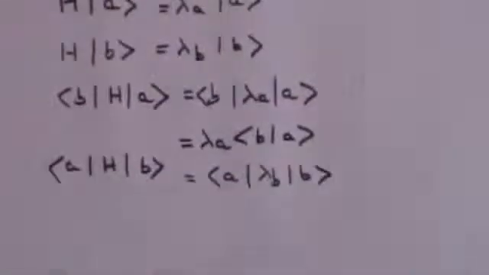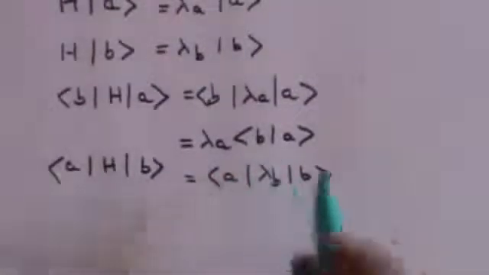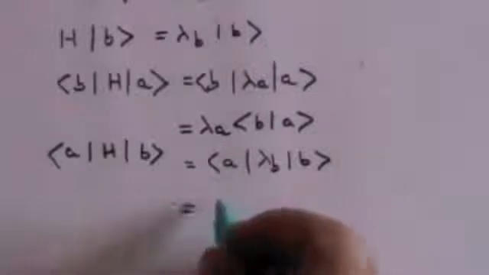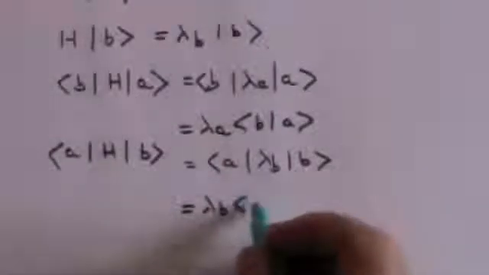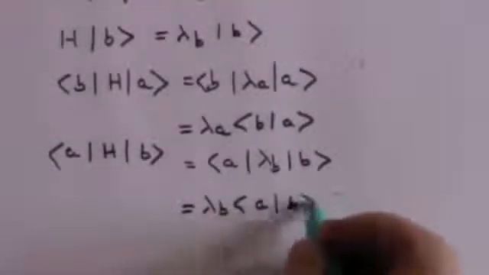But we can always take lambda B on the outside because it's just a number. So that equals lambda B with the inner product of A with B. And remember, the order always matters in this case.